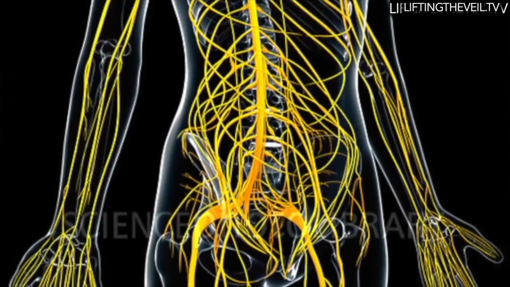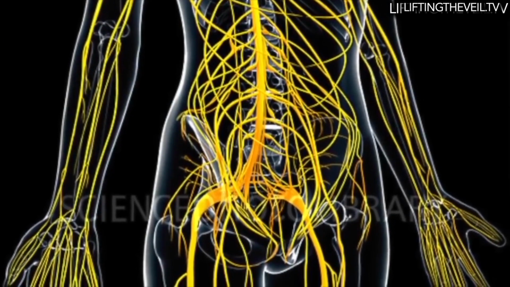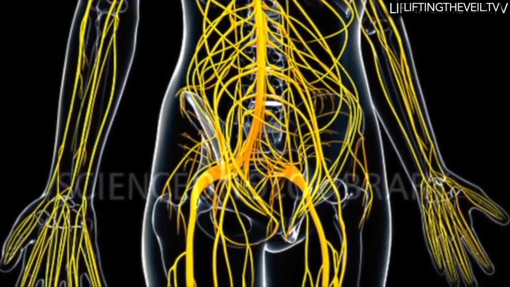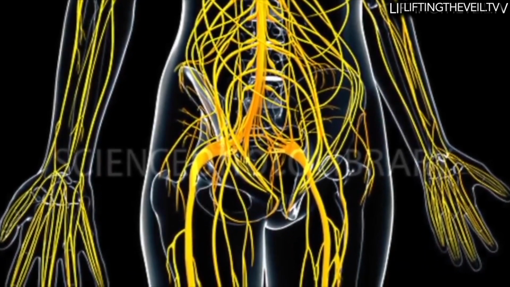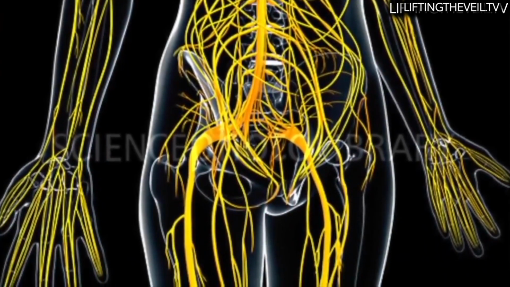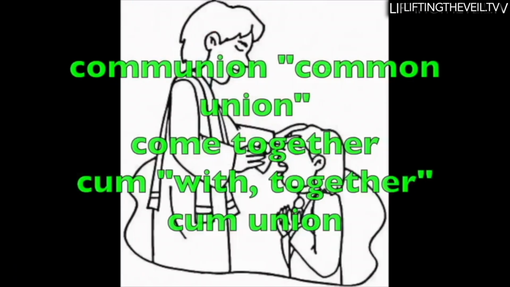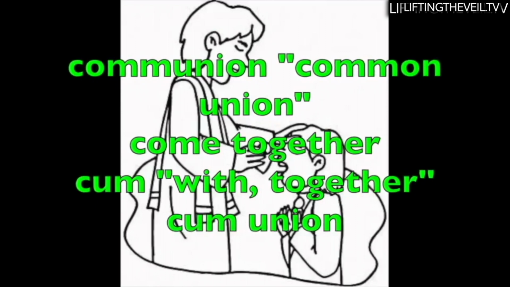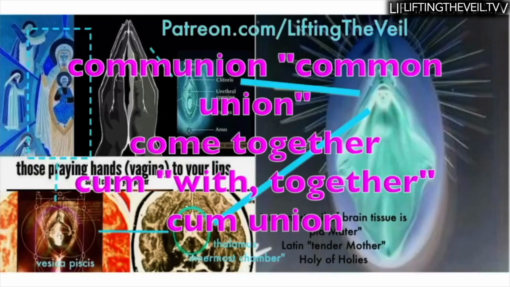Because the sacral regions are where the most nerve endings in the body are located. And this is why when you have an orgasm, you have a godly experience. You have a communion with God. A cum-union, with Latin root word cum, does indeed connect etymologically to sex.